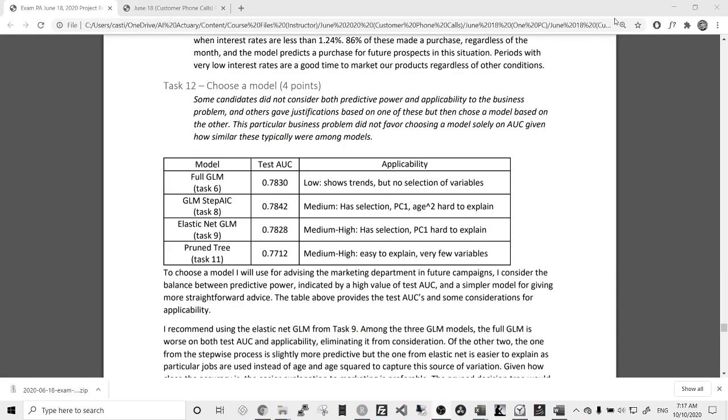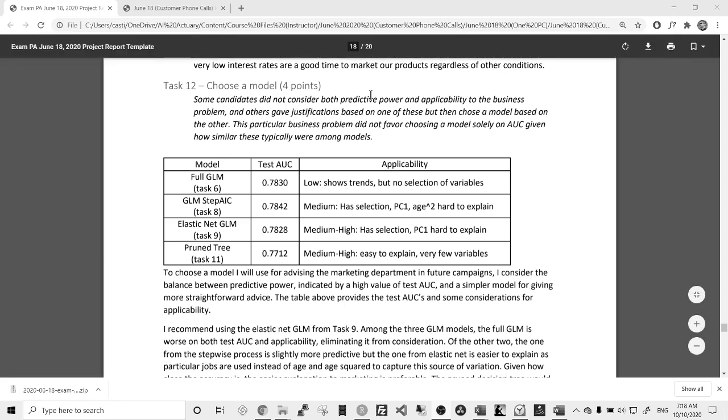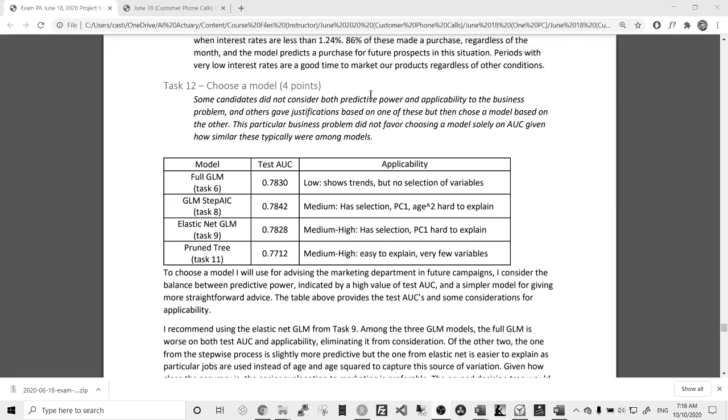Some candidates did not consider both predictive power and applicability to the business problem, and others gave justifications based on one of these, but then chose a model based on the other. So it's really important to answer the question that they're asking for. And I know I keep saying this repeatedly, but here they're asking for a model that gives you predictive insights. And so you should choose a model that does so.